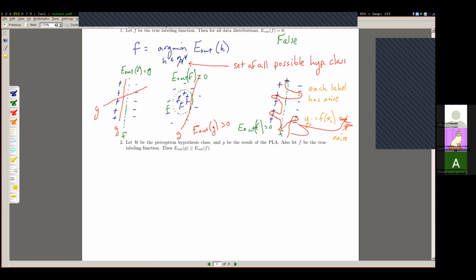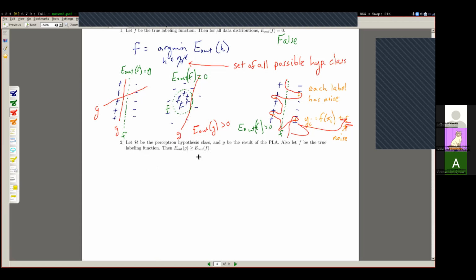Okay, number 2. Moving on. So here we have H as the perceptron hypothesis class and G the result of the perceptron learning algorithm, the only algorithm that we've actually seen so far. And F also our true labeling function. In the book's notation, F is always going to be the true labeling function, but I will always try to remind you of that in these statements, because otherwise it seems weird to just have an F by itself. The question here is: is it guaranteed that E out of G is greater than or equal to E out of F?